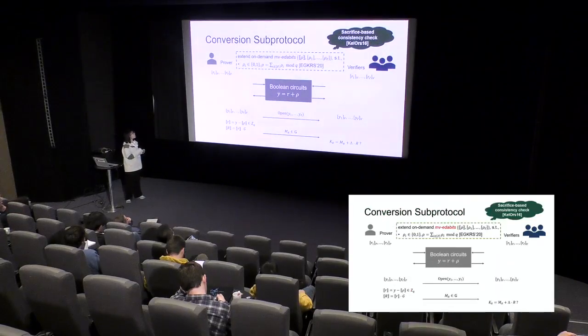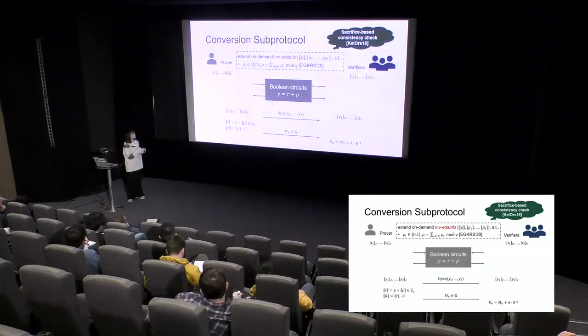As for the conversion protocol, we apply the EDA bits. This is a classical idea for the conversion, but we make a few differences. First, we extend the on-demand EDA bits using PCF function, and we apply a sacrifice-based consistency check because we just need one EDA bit for each signature.